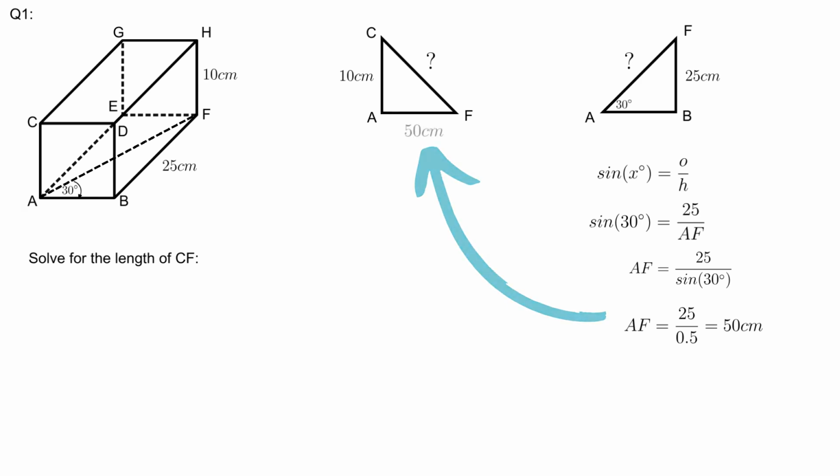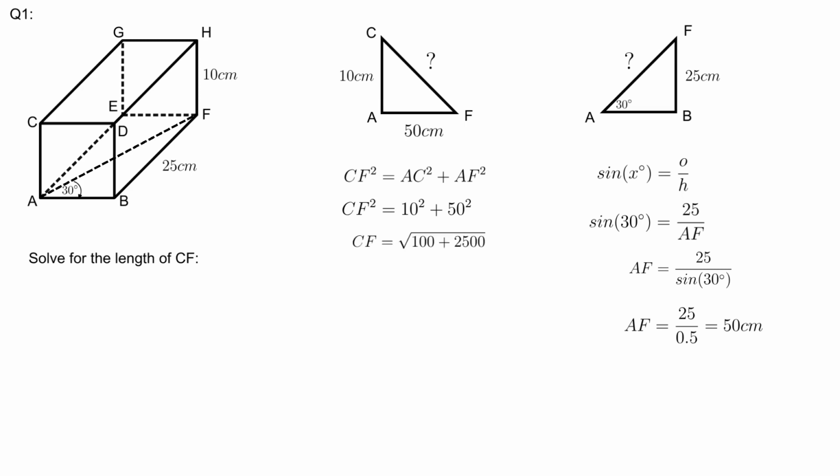Going back to our initial triangle, we have two sides of the right-angled triangle, so we can use the Pythagorean theorem to solve for CF. CF squared is equal to AC squared plus AF squared. Plug your values into this equation. To get rid of the exponent of CF, we need to take the square root of both sides. This will cancel out CF's exponent. If you type the square root of 10 squared plus 50 squared, you will arrive at your answer. The length of CF is 50.99 centimeters if you round it off to 2 decimals.